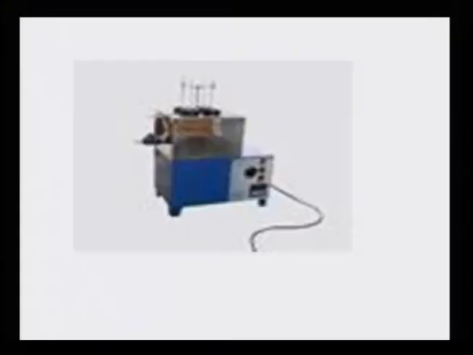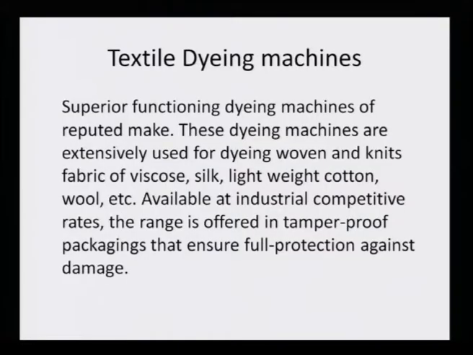So, here you will see that industrial dyeing machines are all made out of stainless steel, and this is how the model looks like. So, once you have seen this, let us proceed to the next dyeing machine, that is the textile dyeing machine. Superior functioning dyeing machines of reputed make come under the category of textile dyeing machines. These dyeing machines are extensively used for dyeing woven and knit fabrics of viscose, silk, lightweight cotton and wool. So, you see all the lightweight material, that is viscose, silk and lightweight cotton, wool, these are all dyed in this textile dyeing machine.